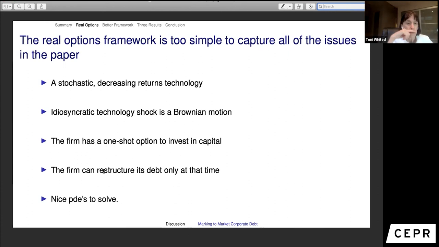And this is the part that incorporates the idea of investment that takes it one step beyond a straight Leland model: the firm has a one-shot option to invest in capital. And at that time, it exercises its option. So now we're into these Ehrmann-Morelec models. The firm can restructure its debt, but only at that time. And then the lovely thing about these models is you can do the value matching conditions and the smooth pasting conditions, and you get these really nice PDEs to solve. So that's great.